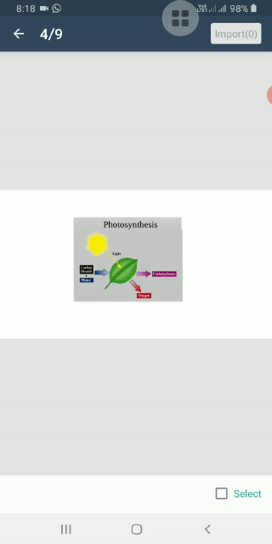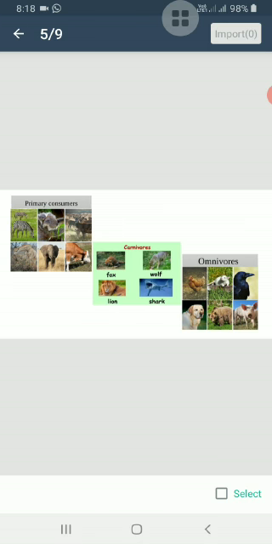Some organisms depend directly or indirectly on the food prepared by the plants. They are known as the consumers or heterotrophs. All organisms, including human beings, are consumers. Herbivores such as cows, deer, and goats are the animals that eat only plants. They get their food directly from plants. So, such animals are known as primary consumers.